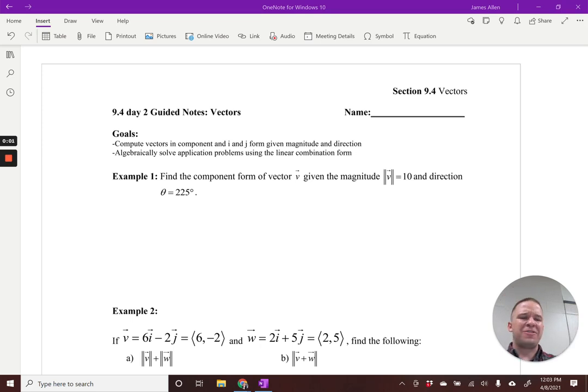Alrighty, wonderful children. It's time for day 2 of 9.4. I just had some delicious tacos. It is Taco Thursday. Hopefully I don't have any cilantro in the teeth. All right, let's go for this.